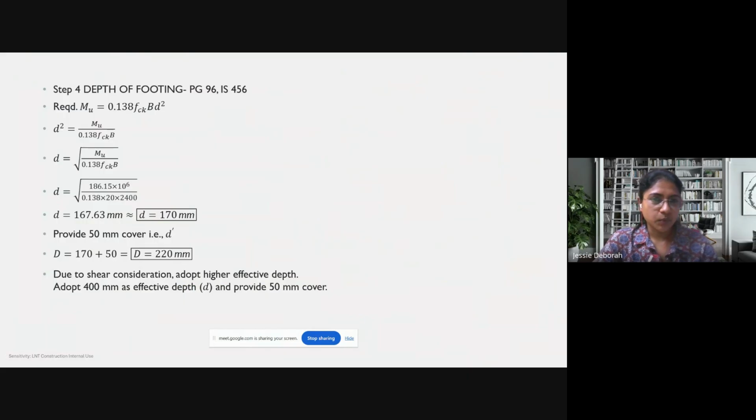The required Mu. Okay, so what do we know? We know Mu, the ultimate moment. So with that we're going to find out the depth. Mu equals 0.138 fck b d square. B is the size of the footing. D we have to calculate. So d square is equal to Mu by 0.138 fck into b.